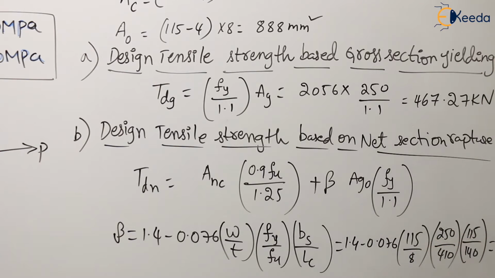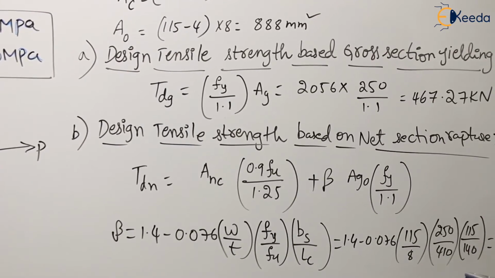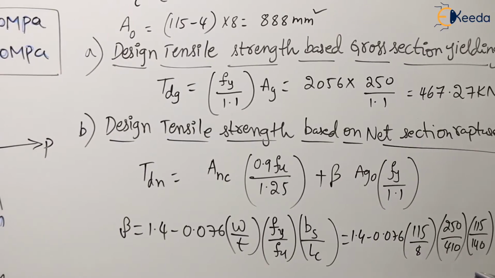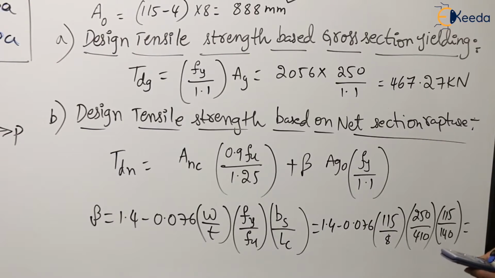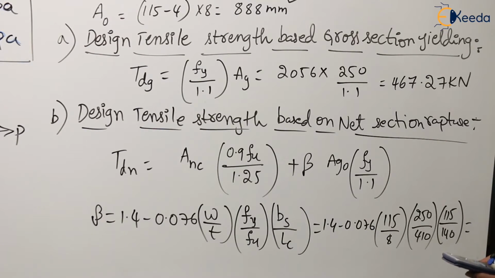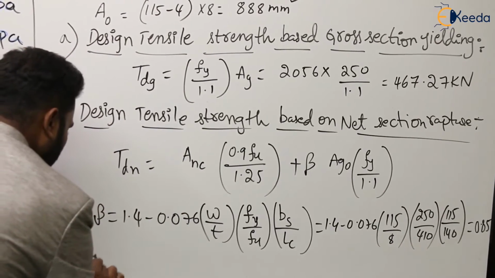Someone use the calculator and find out this value. 1.4 minus 0.076 into 115 into 250 into 115 divided by 8 into 410 into 140. So the value comes out to be 0.85, the beta value. So the value of beta is 0.85. Now substitute the same thing here in the formula for TDN.